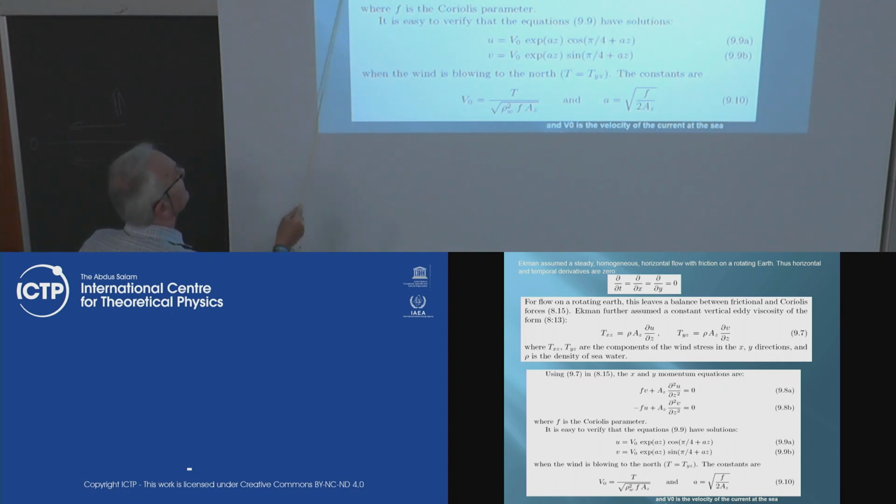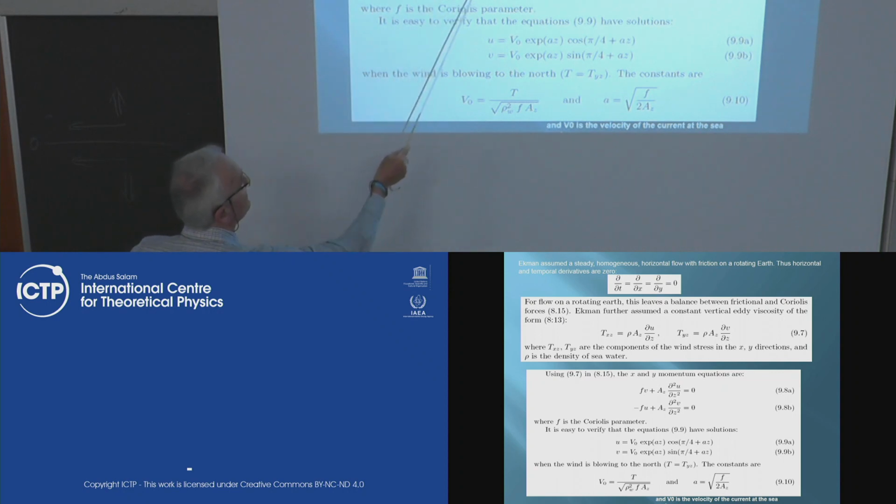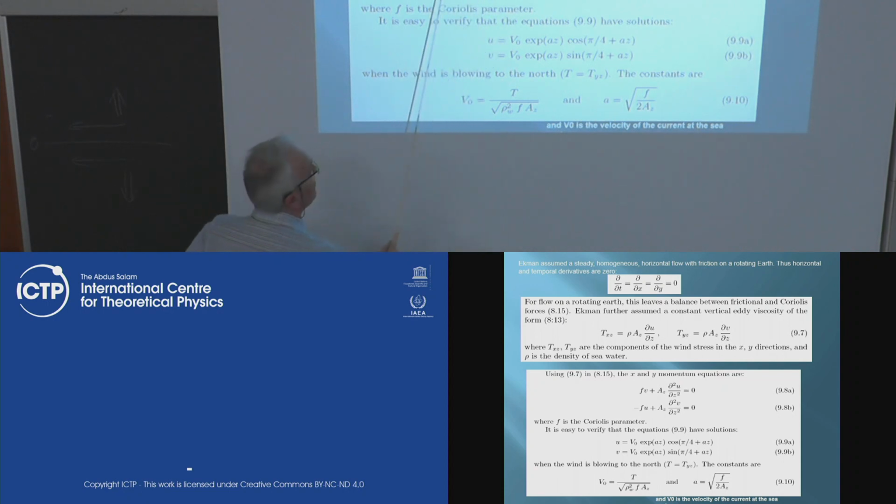So this is the first approximation, the eddy viscosity terms, where AZ is the constant eddy viscosity. And so these are the equations, and here is the f, the Coriolis parameter. Do you know that? This is easy to solve, these equations.